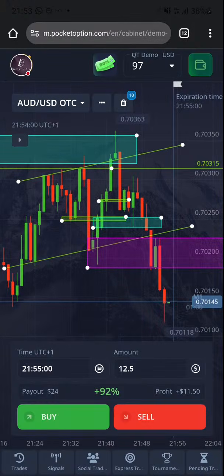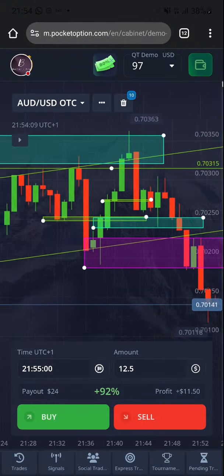So as I'm saying, we've checked the higher time frame and we found the confirmation. That's the first thing. Now, the next thing we need to do is go to a lower time frame.